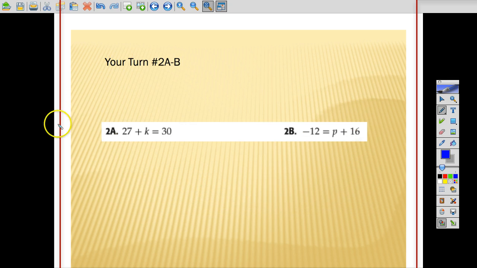Here's your turn, 2A and 2B. So you're subtracting to find your answers. So go ahead and do that. Remember, your answer should look like P equals a number. Even though P is on this side right now, you're going to subtract 16 on each side and then write down your answer, P equals a number.